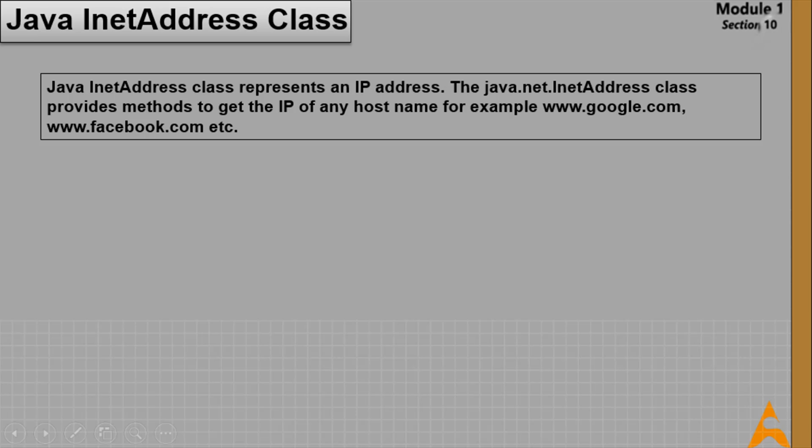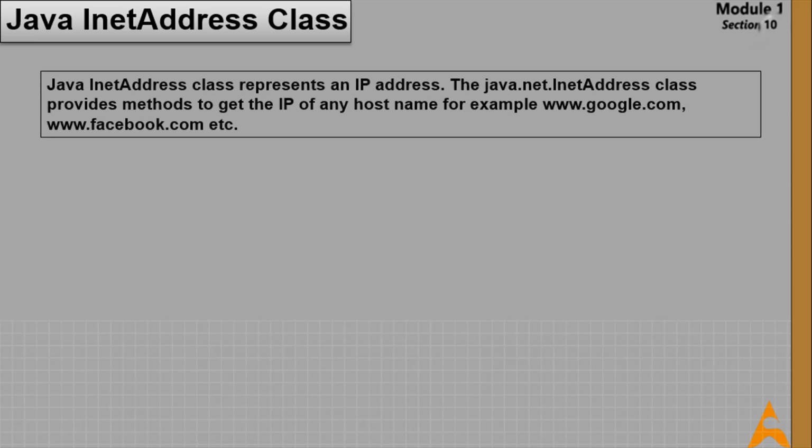Now let's discuss the InetAddress class. The Java InetAddress class represents an IP address. The java.net.InetAddress class provides methods to get the IP of any host name, for example www.javatpoint.com, www.google.com, www.facebook.com, etc. You can get the IP address of any website by using the Java InetAddress class.